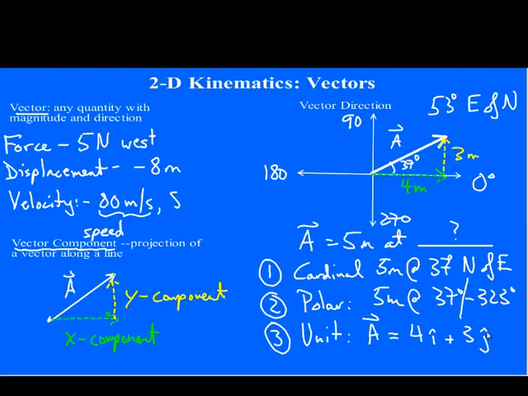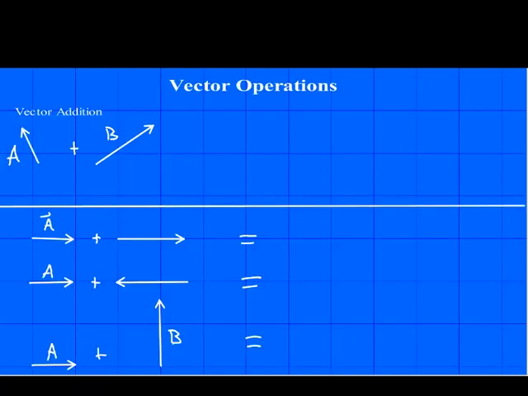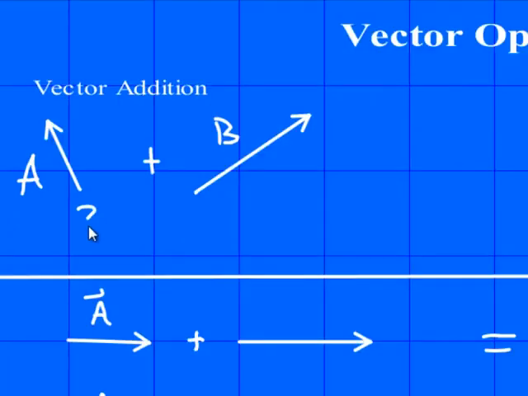Let's go to the next screen, which talks about vector operations. When you add vectors, you generally do what's called the tail to head method. In other words, if you want to know, where would I end up if I walk this way and then I walk this way? That would be a vector addition problem. So all I have to do is arrange the vectors head to tail. So I'm going to do that now.